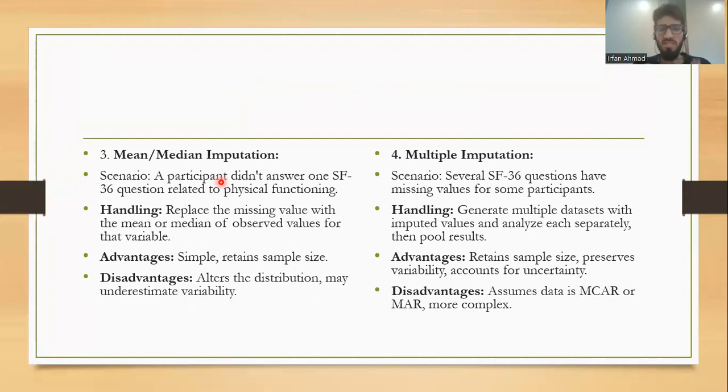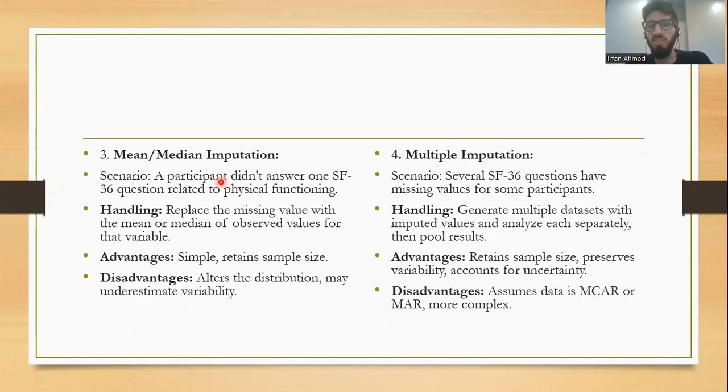The advantage is that it retains sample size. Disadvantages: it alters the distribution and may underestimate variability. This is the problem with this method. Because missing data is a problem, we are making ways to deal with it, but there is a problem in every way. Whenever you make a mistake once, you try a thousand times to correct it, but there are still some problems.